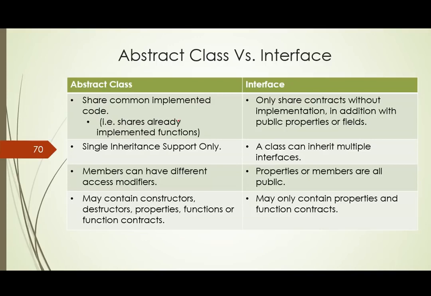So abstract class versus interface is a very interesting thing, and you should know those. These are very important. An abstract class can implement or share common implementation, but on the other hand, an interface couldn't have any implementation. It will only keep properties and the method names. That's it. Single inheritance is supported only. That's really the downside of the abstract class. And a class can inherit multiple interfaces. That's really an upside for interfaces.